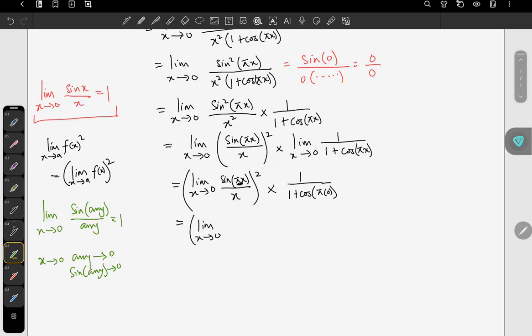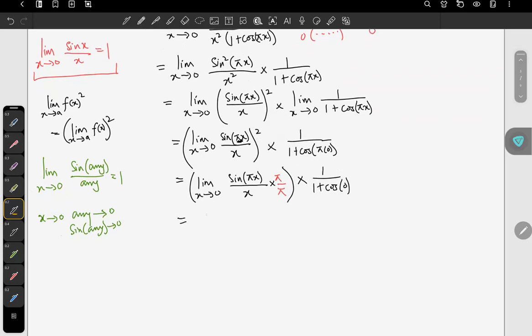So in this case, I need to multiply, because I want the denominator to be pi x. And I cannot introduce something without making sure that things remain balanced. So if I have pi x and I want pi x in the denominator, I'll say times pi over pi. So we are just multiplying by 1, so nothing changes. This is equal times 1 over 1 plus cosine of 0.